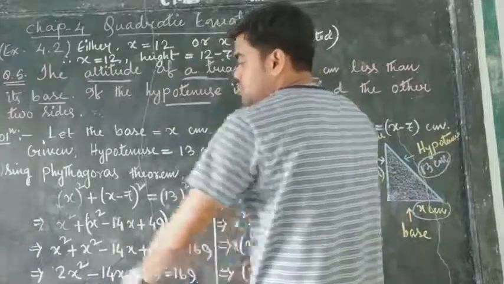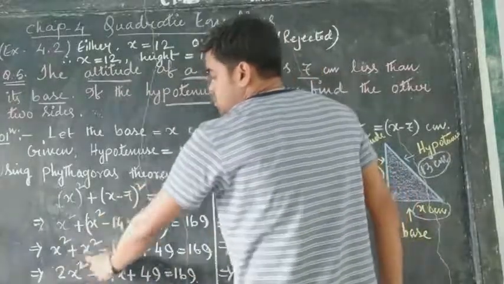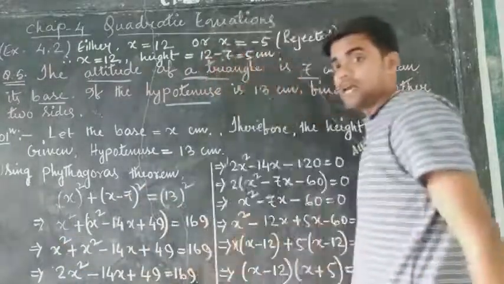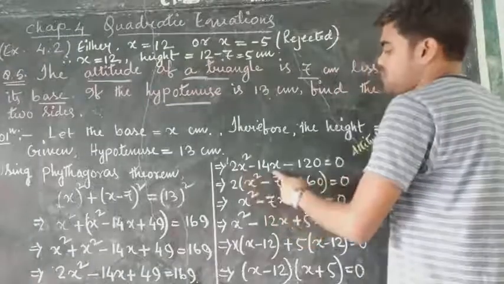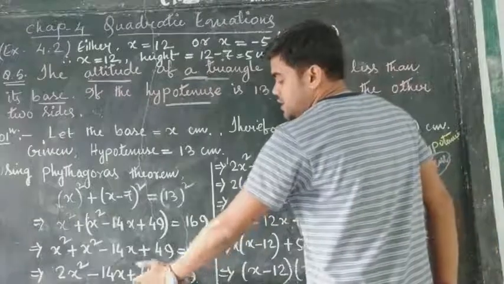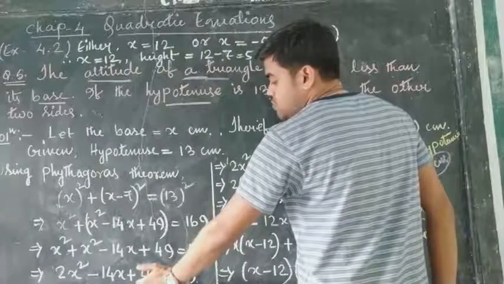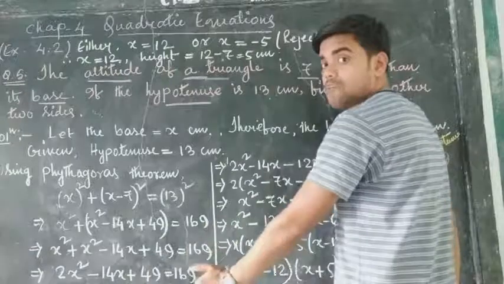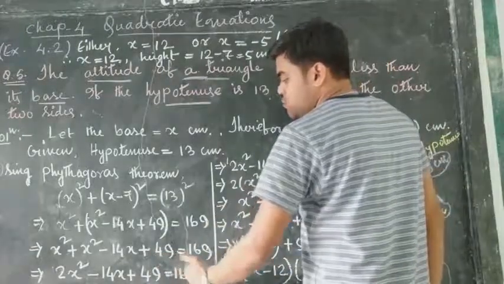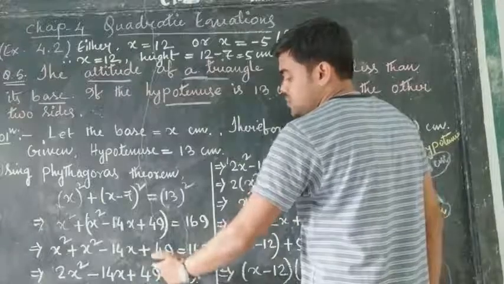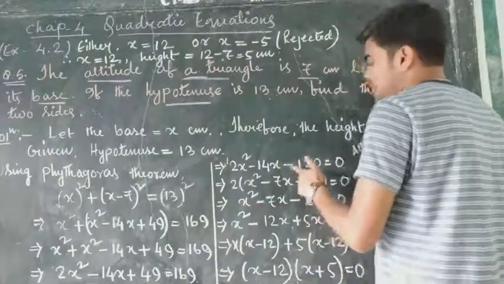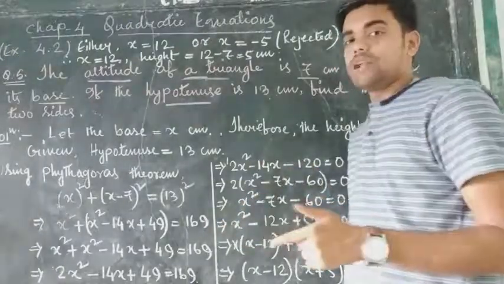Now we can arrange: x square is there, 1x square, that means 2x square minus 14x plus 49 equal to 169. Now see, 2x square minus 14x minus 120, how will it become 120? You can see, right hand side of the equal sign is one constant term, left hand side is also one constant term. So 49, and you can move this 169 from right to left, that means minus 169. That means 169 is greater than 49. That's why we can use the minus sign. So 169 minus 49 is equal to what?